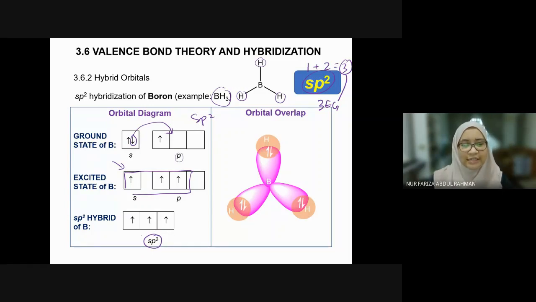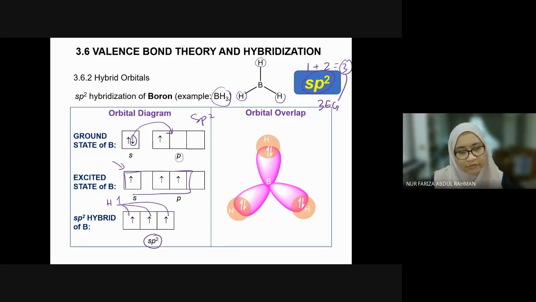Okay, it needs to form sp2. So this is the hybrid orbital for boron. So later you can imagine that hydrogen, there will be 3 hydrogens, will combine with these unpaired electrons from boron. So the first one, and second one, and the third one.